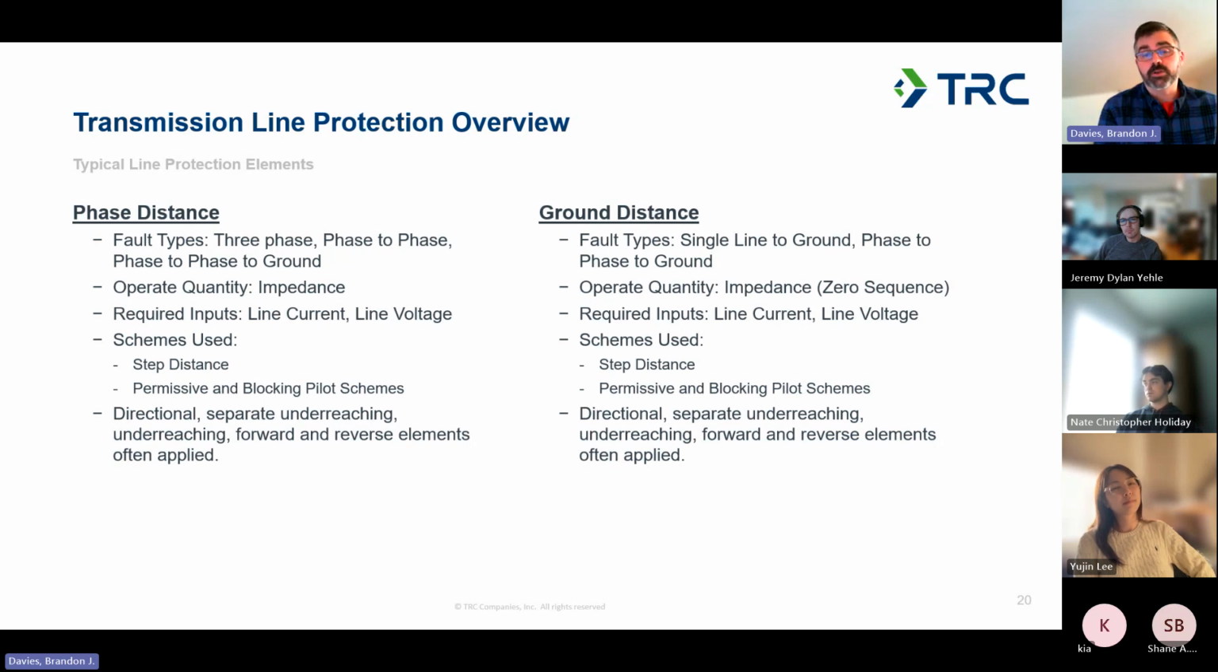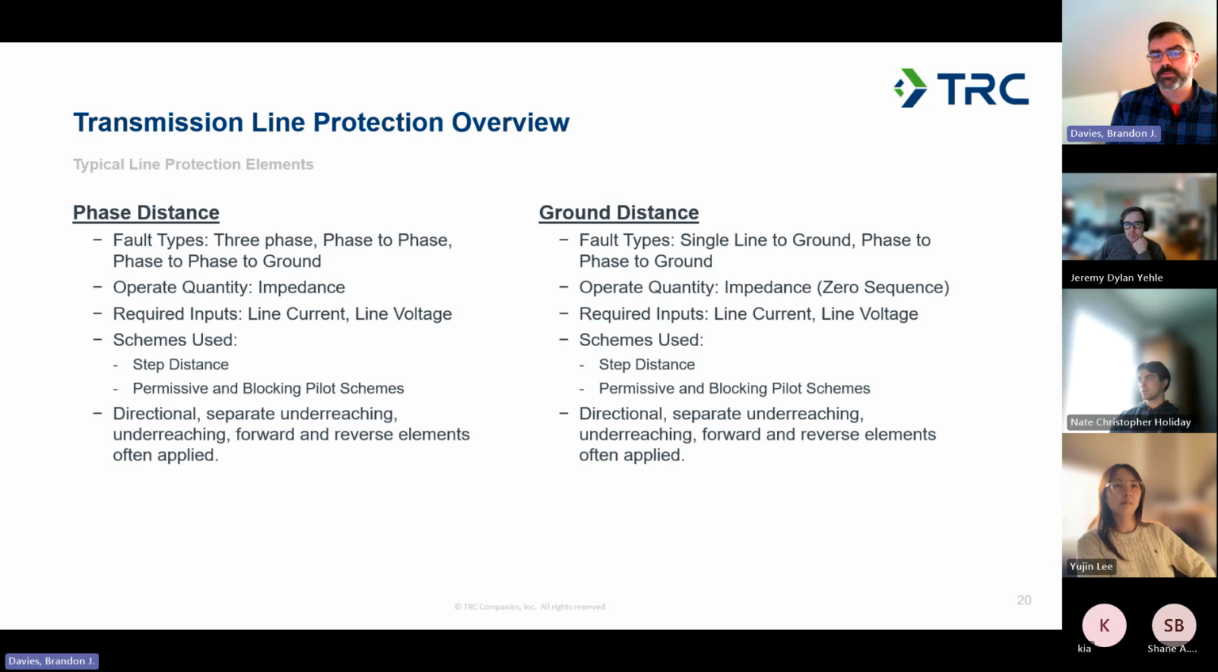To apply a distance scheme, you're going to need both currents and voltages, because you're going to need to take those measured quantities and turn them into an apparent impedance seen by the relay. And this type of protection is going to be used in a bunch of different schemes. So step distance scheme, which I think is what we'll talk about on Thursday, and then also in permissive and blocking type pilot schemes, which we'll talk about next week.